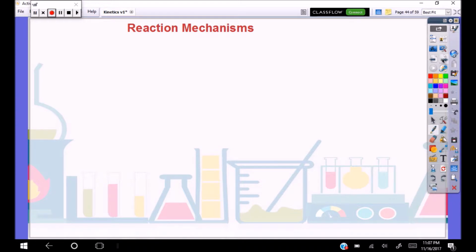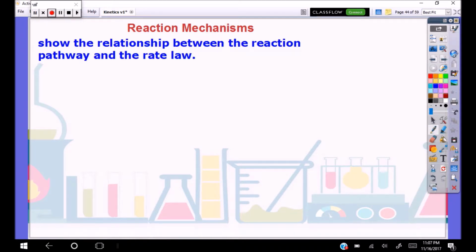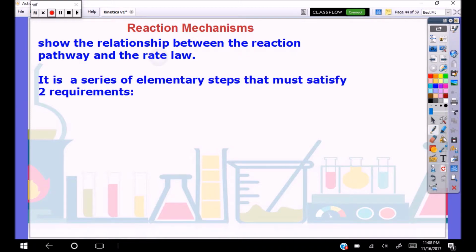So, reaction mechanisms. The whole point of them is to show the relationship between the reaction pathway and the rate law. Because we've spent all this time looking at rates, and we know that the concentration and the order and the rate constant are all proportional to each other, but we don't really know why. So the reaction mechanisms just explain why the rate law is what it is. So the reaction mechanism is a series of elementary steps, and there are two requirements.